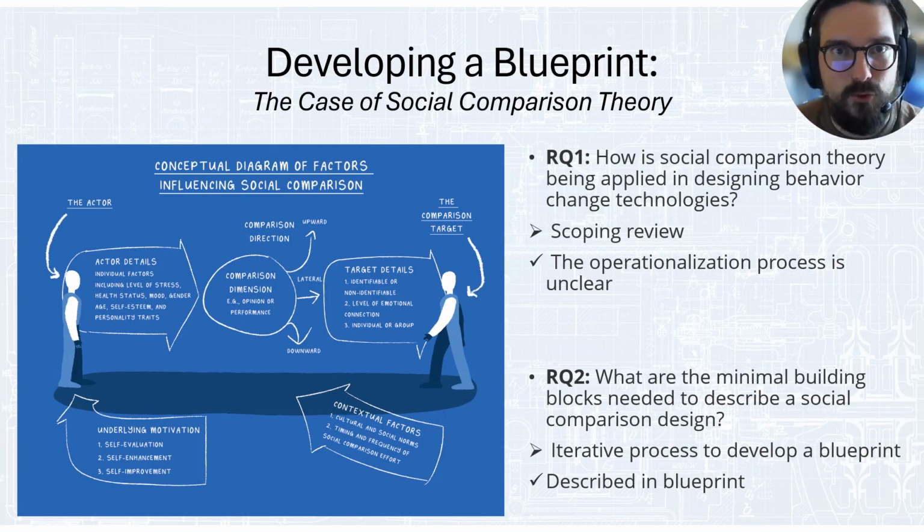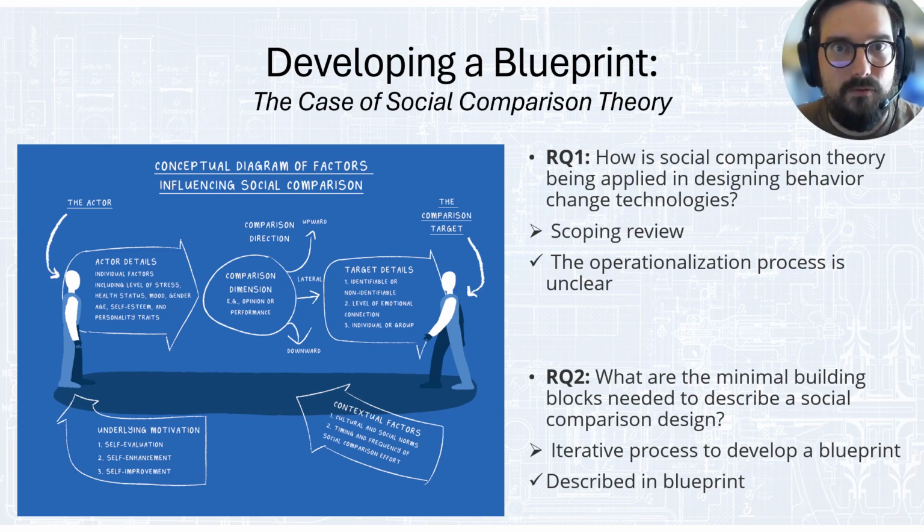We focus on social comparison theory for the operationalization of a behavior change theory into a behavior change design, and to illustrate the development and use of a blueprint. The blueprint we present in this paper and in the next slides is based on and restricted to social comparison theory. However, we argue that the concept of blueprints we propose can be applied to other theories of behavior change. Due to the varying degrees of complexity of some of these theories, it seems likely that some of them are more challenging to attempt to create a blueprint for than others.